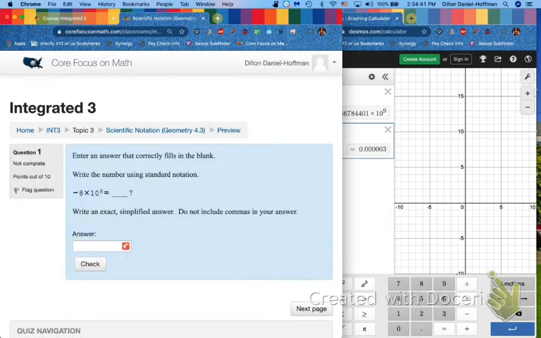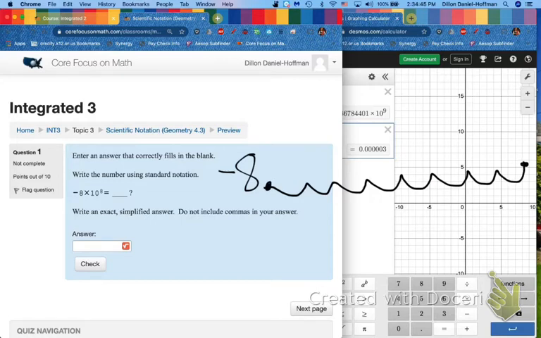Number 1 says, write the number using standard notation, -8 times 10 to the 8th. So what this means is that we have -8, and then we need to go 8 digits to the right, or we need to move our decimal point 8 to the right. Well, we don't have any more digits, so I'm just going to move this 1, 2, 3, 4, 5, 6, 7, 8 spots to the right, and all this invisible space that's here needs to get filled in with zeros. So 1, 2, 3, 4, 5, 6, 7, 8.